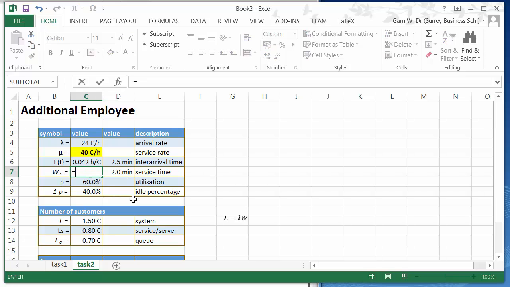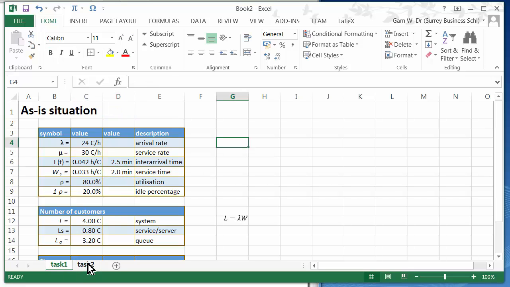So let's make some adaptations to the service time. So 1 over mu is the service time, and let's convert that to minutes. So times 60 is 1.5 minutes. So obviously, since our service rate increased, the service time decreased from 2 minutes to 1.5 minutes.